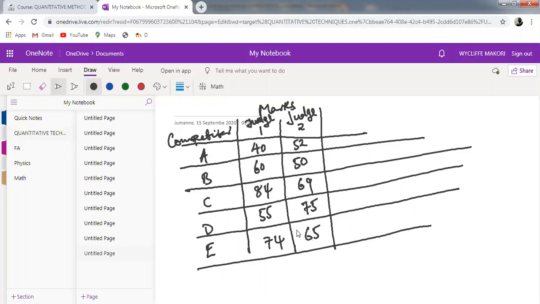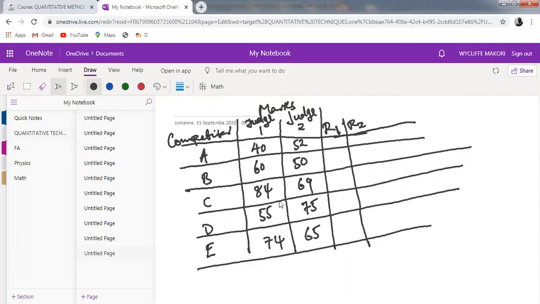Instead of giving the ranking, they gave the marks. If you come across this kind of question, then you need to be a bit creative. You cannot work with these figures the way they are. What you need to do is come up with the ranking. You have ranking 1 and ranking 2. Ranking 1 is as per judge 1.